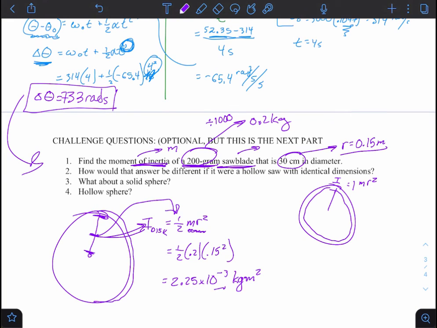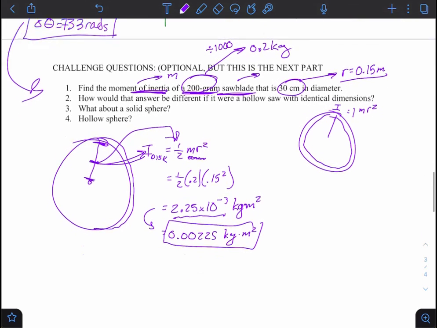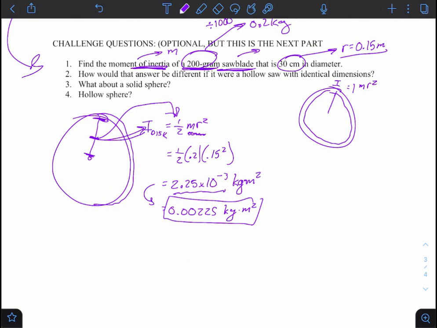You should get comfortable with this, by the way. But if you don't like that, that's equal to, move the decimal to the left 3 spots. So 0.00225 kilogram meter squared. So that's your moment of inertia, or rather the rotational mass of it, if you want to think about it that way.